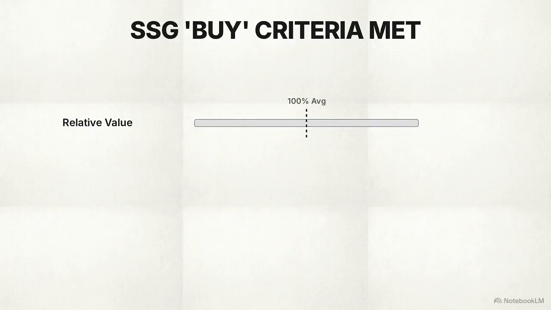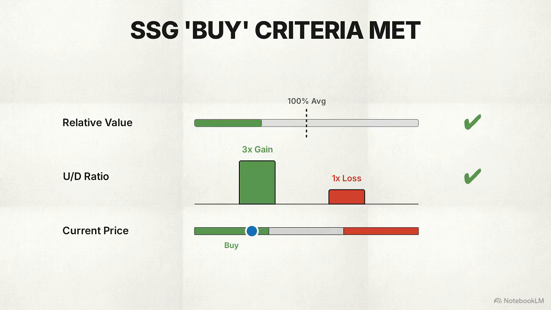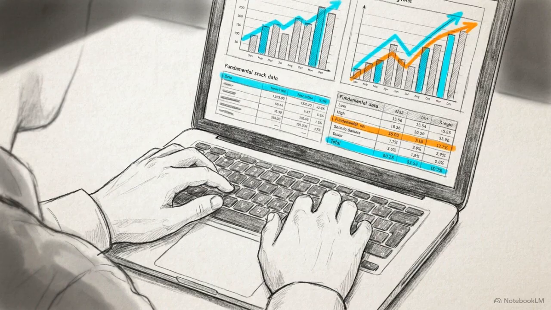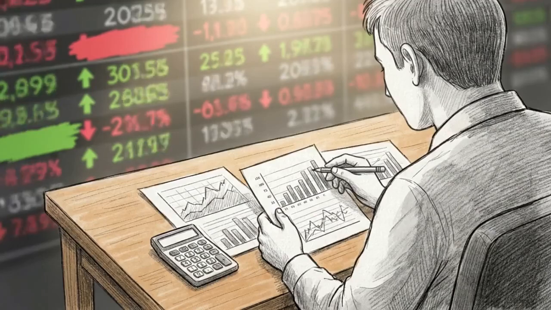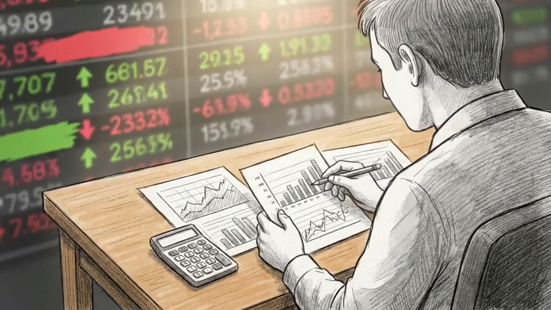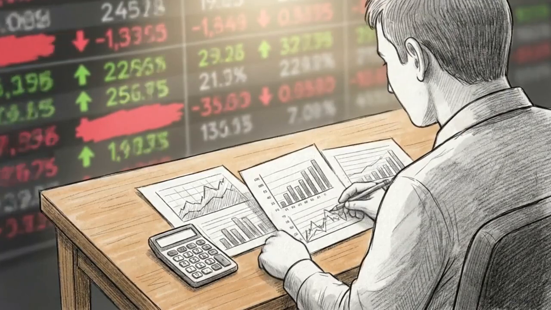According to the SSG framework, a stock is a candidate for purchase when it meets 3 criteria: a relative value under 100%, an upside to downside ratio of at least 3 to 1, and a price currently in the buy zone. To put this into practice, download the fundamental data for a stock you own or are watching and work through the sections of the guide. Applying these mathematical steps provides a clear record of your reasoning, helping you maintain a long-term perspective even when the market is volatile.